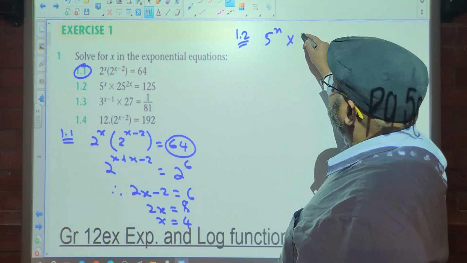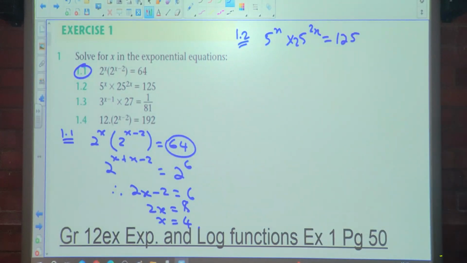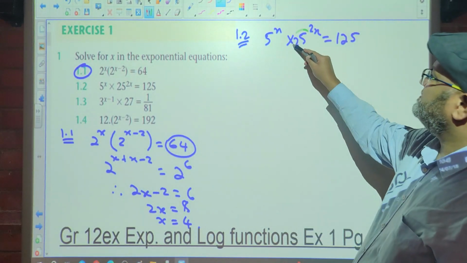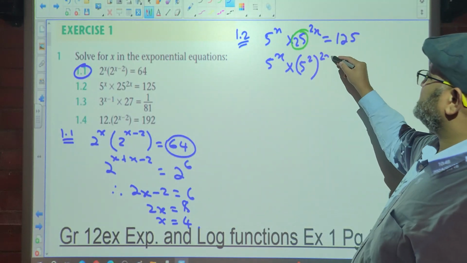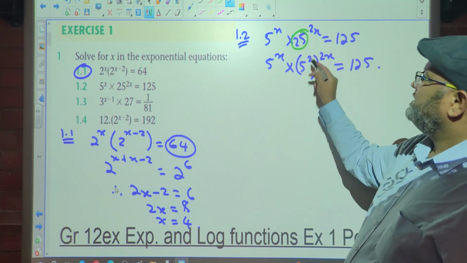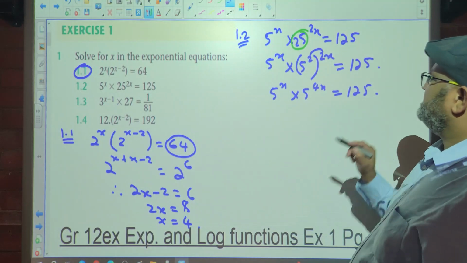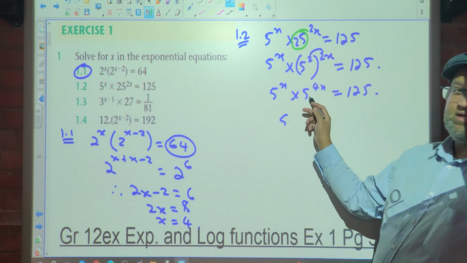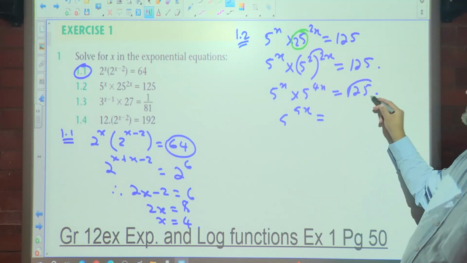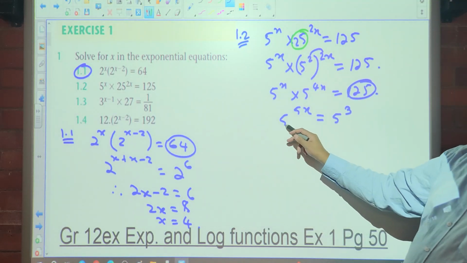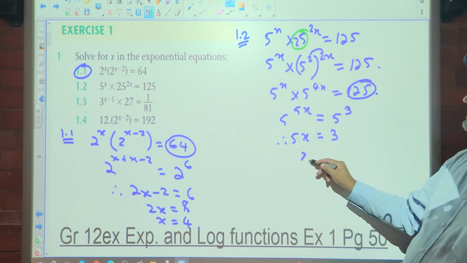2.2, we got 5 to the x times 25 to the 2x is equal to 125. Again, we're going to try and make the bases the same for the exponents to be equal. 25 can be written as 5 squared, raised to the 2x is equal to 125. Get rid of the brackets, so it's 5 to the x times 5 to the 4x is equal to 125. When you're multiplying and bases are the same, you add the exponents. x plus 4x is of course 5x is equal to 125, which can be written as 5 cubed. When bases are the same, exponents are equal, so therefore 5x is equal to 3. x is then equal to 3 over 5.